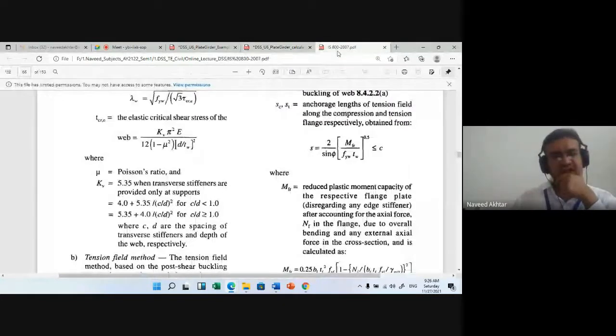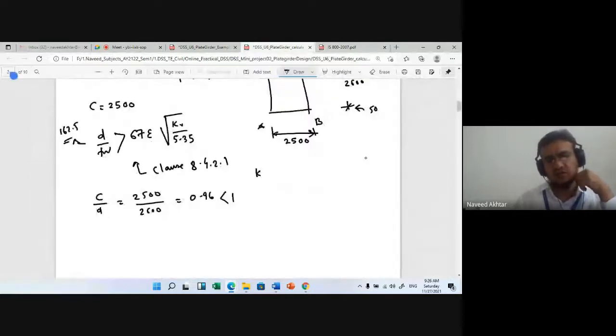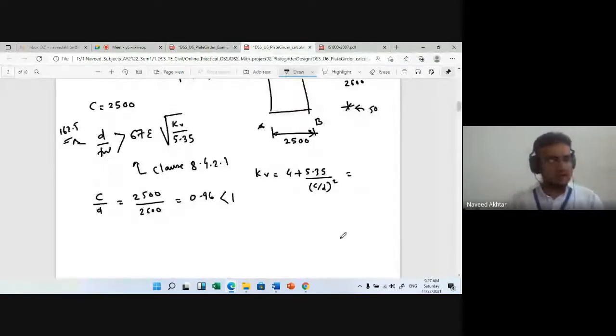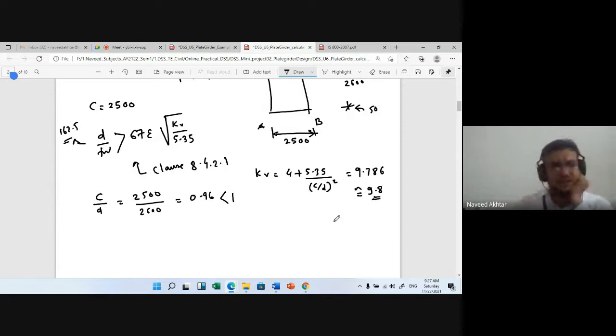Because the C by D ratio is less than 1, we will use this formula: kV is equal to 4 plus 5.35 divided by (C by D) square. The C by D value we have already calculated, and its square is 0.92. So 5.35 divided by that is 5.786, plus 4 gives 9.786, or you can approximately write the kV value as 9.8. So we can find out the kV value like this.